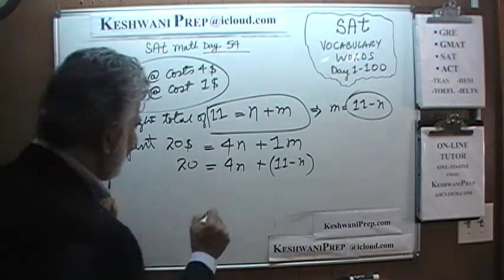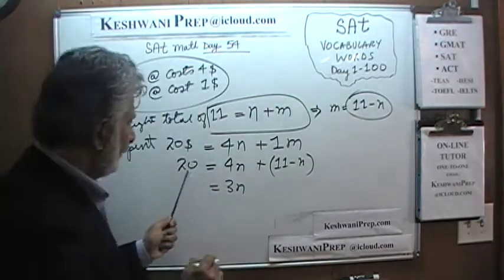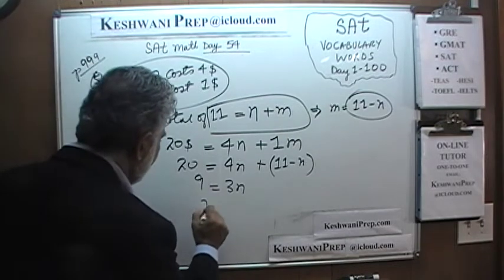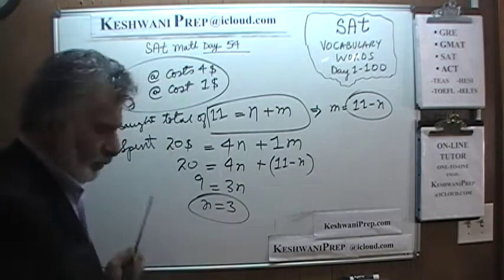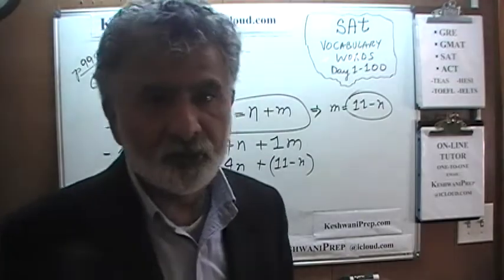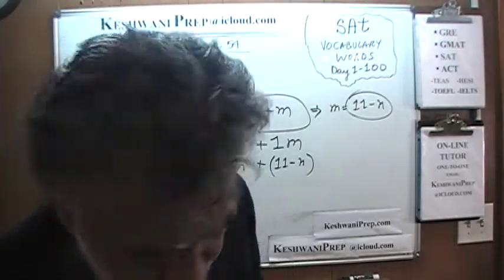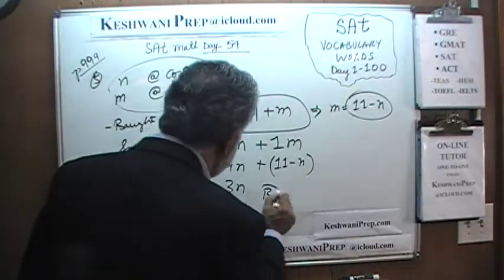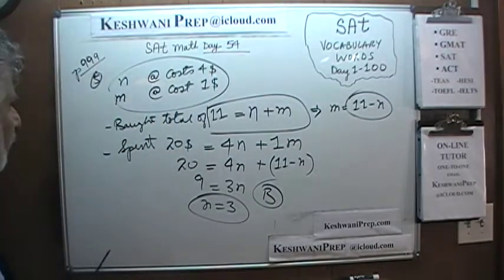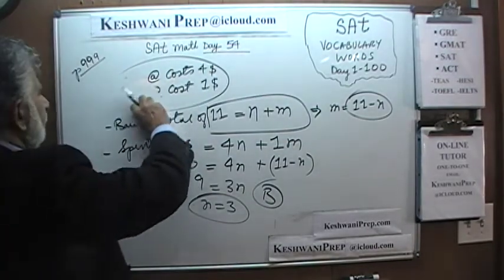4n minus n is 3n. 20 minus 11 is going to be 9. Well, there you go. It's very straightforward. It looks like each newspaper is going to cost us $3. That's all. And that's answer choice B. That's answer choice B. Number 6.